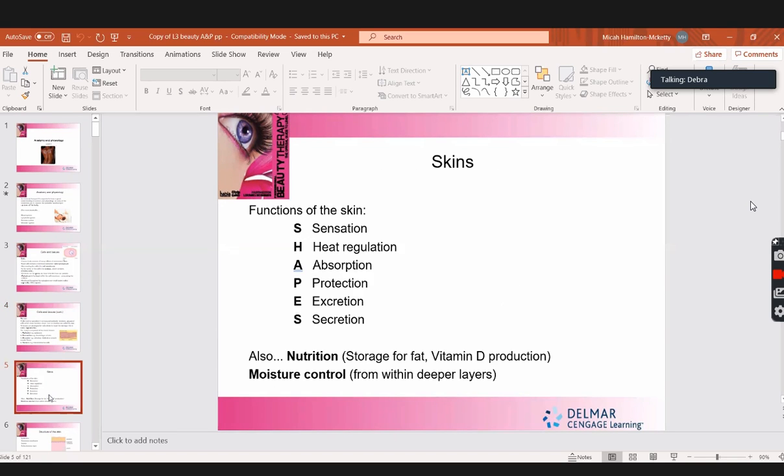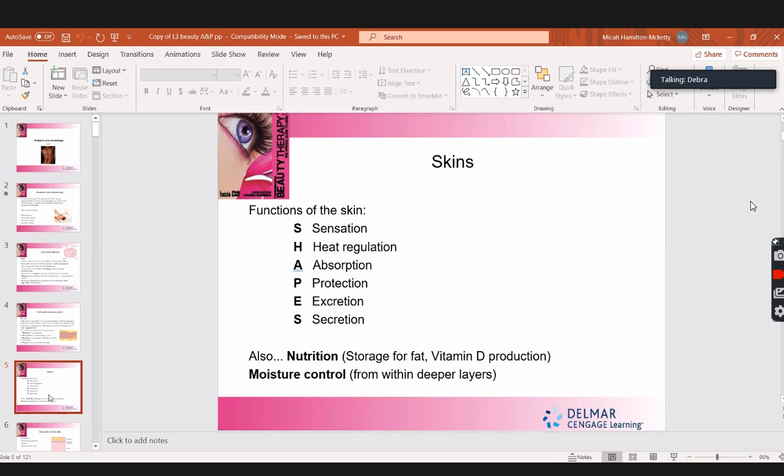Then we move on to the skin tissue. The functions of the skin. These are a big sunflower. Okay, need to know. An easy way to learn it, as we've written it down here, is SHAPES. You write the word SHAPES, and the first S is for sensation, H is for heat regulation, A is for absorption, P is for protection, E is for excretion, and S is for secretion.